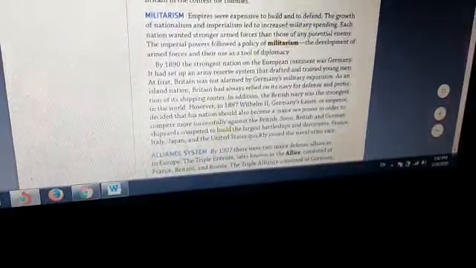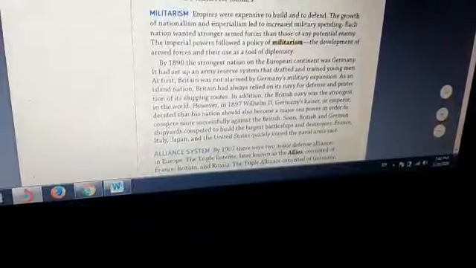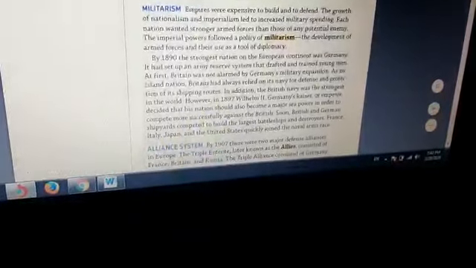Then militarism. Militarism, as you see, the term is related to military. Empires were expensive to build and to defend. So the growth of nationalism and imperialism led to increased military spending. So they spend a lot on their military. So each nation wanted stronger armed forces than those of any potential enemy. The imperial powers followed a policy of militarism. So militarism here, the definition, take notes of that: the development of armed forces used as a tool of diplomacy.